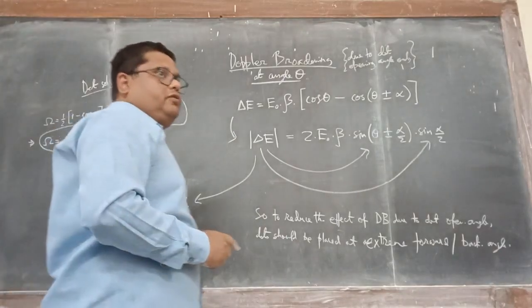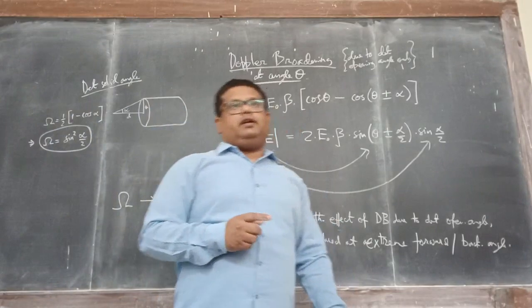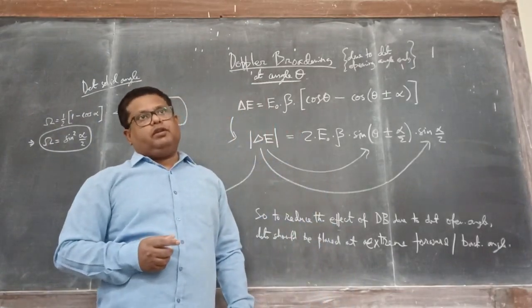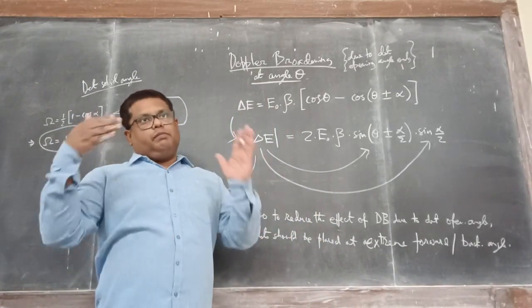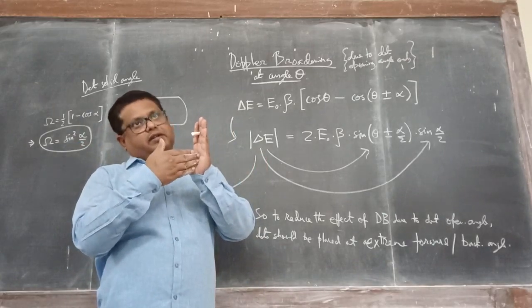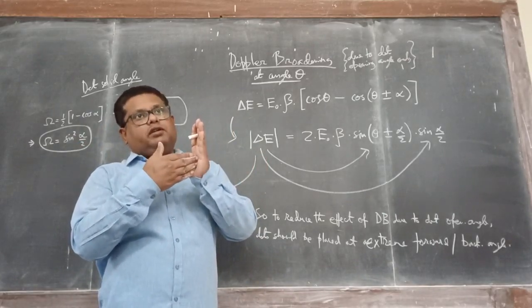No, here the source is moving. We are talking about a radioactive source. In a compound nuclear reaction, what happens? The beam falls on a target, right? And what happens to the compound nucleus?